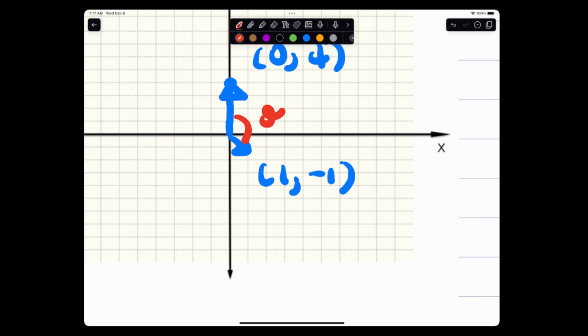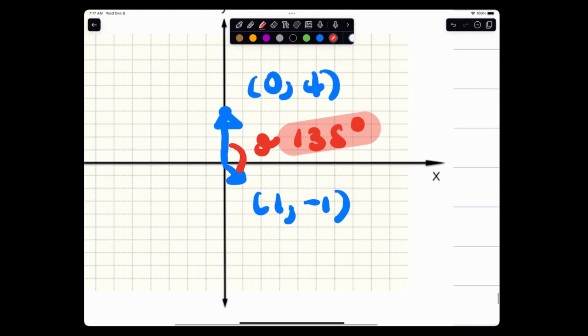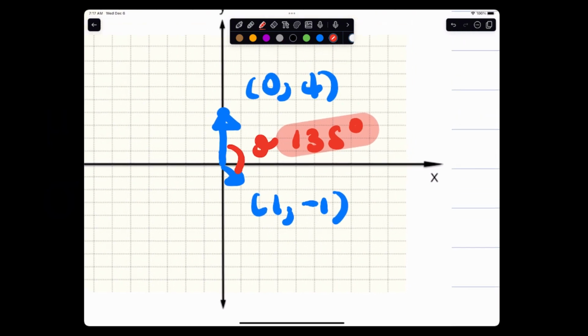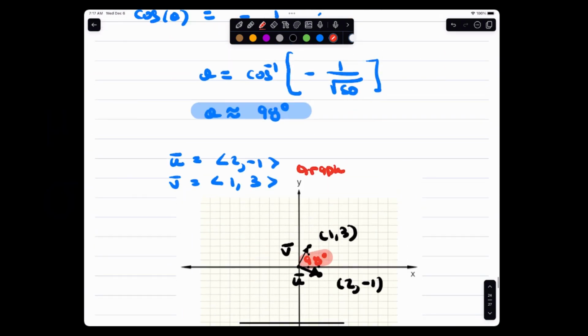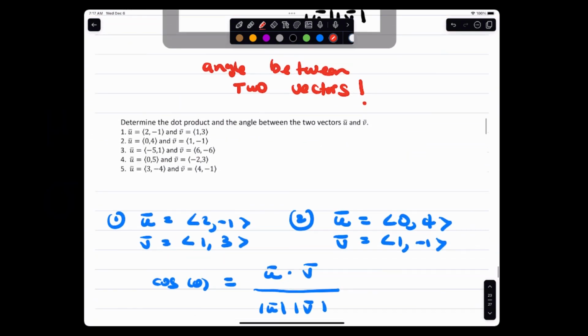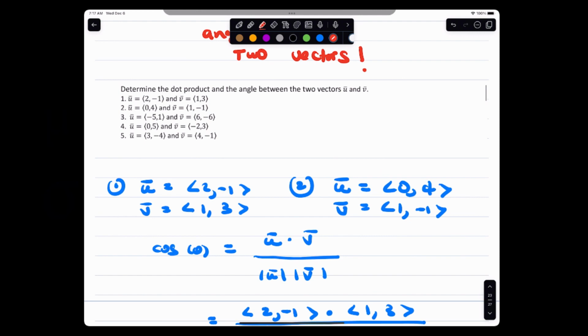What do you guys think? Looks like it's 135 to me. So there you go. That's the angle between the two vectors, and that's what you're looking for. Can you find the angle between two vectors? So ladies and gentlemen, this is the process. Anybody have any questions on that? Getting angles between two vectors.